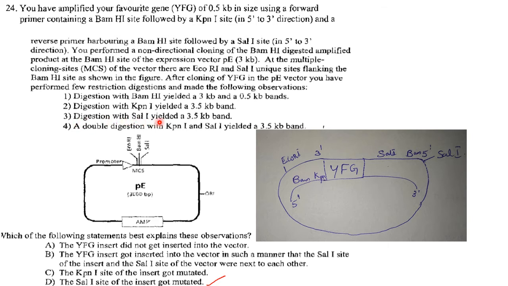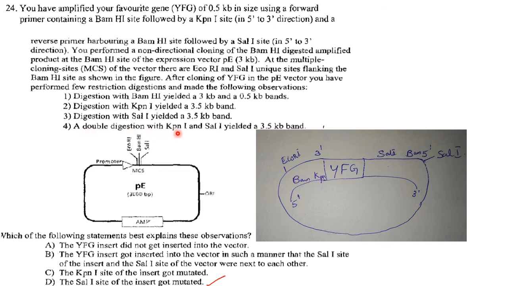Then digestion with SAL1 yielded a 3.5 kb band. So that may not be correct because there are two sites for SAL1 digestion. So you won't get a perfectly 3.5 kb band. Okay, now let's see the other one.